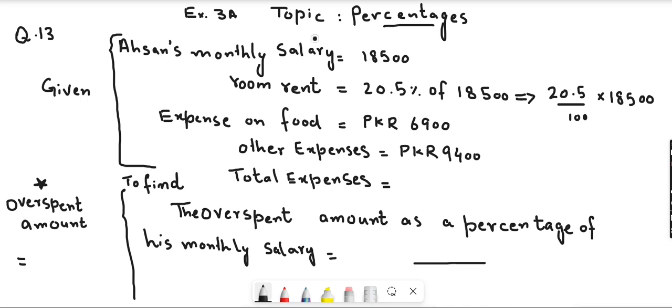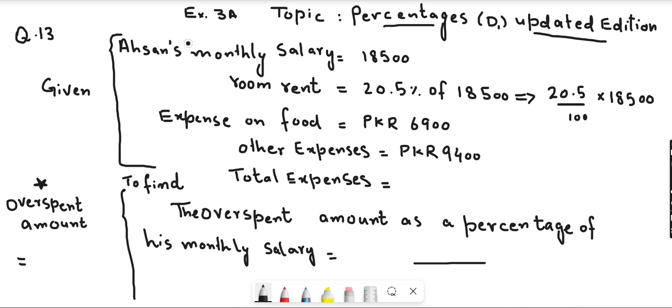This is exercise 3A and the topic is percentages 1. We are working with D1, the updated 7th edition, and we will be talking about question number 13 of the same exercise 3A. This question is all about a monthly salary. I'm going to read the question. I did not write it on the page.